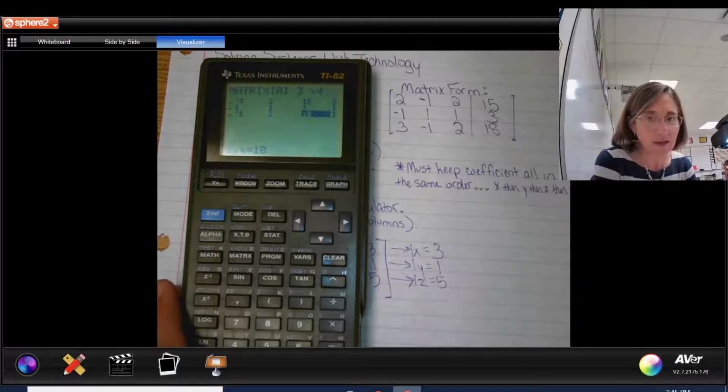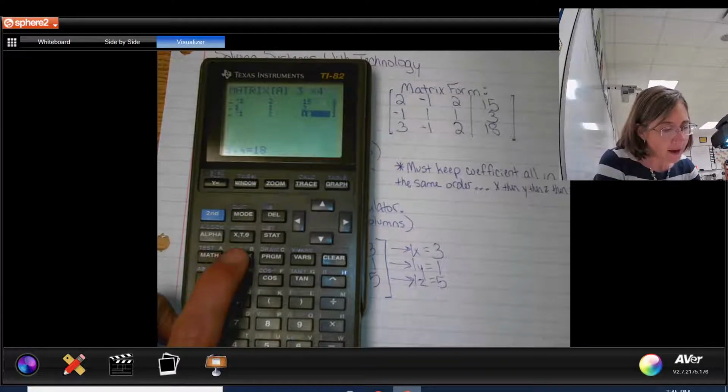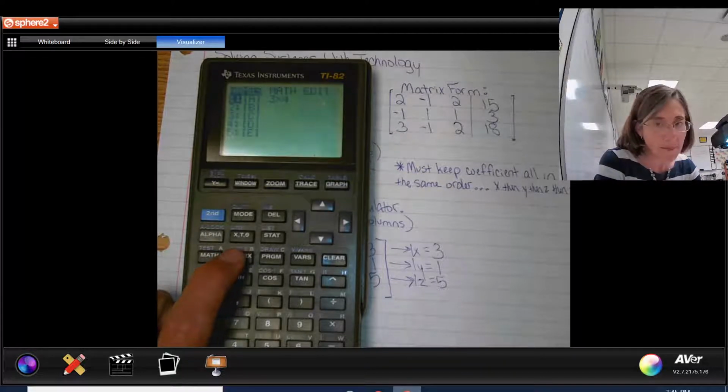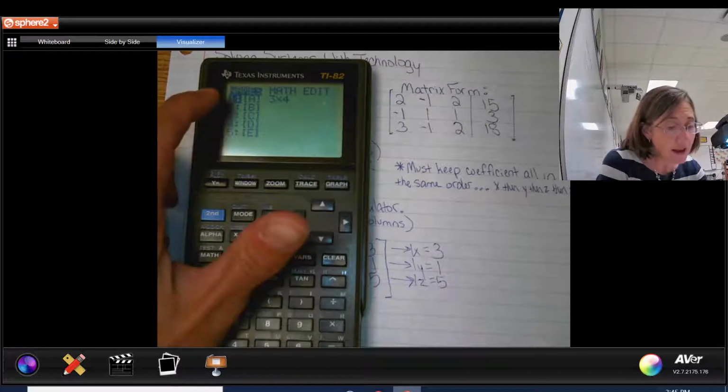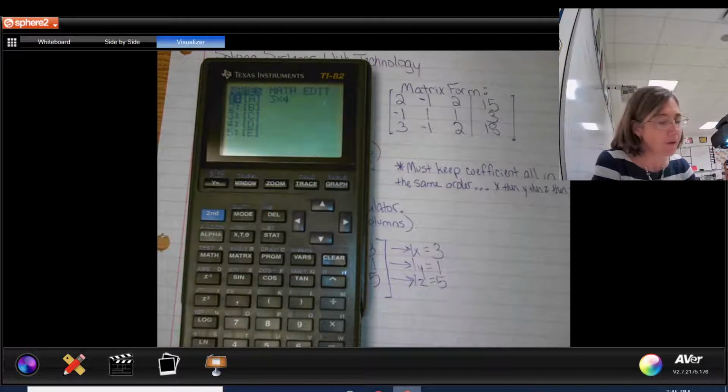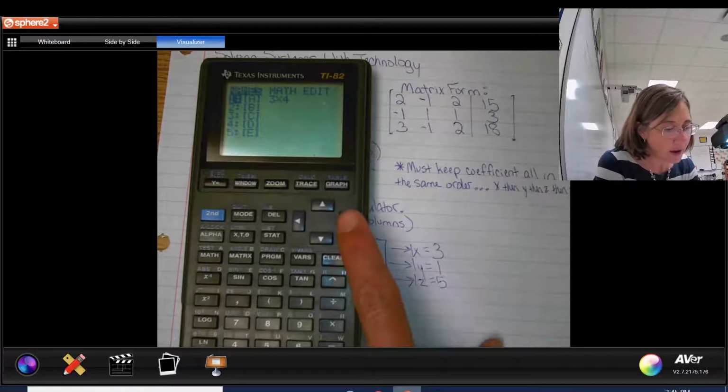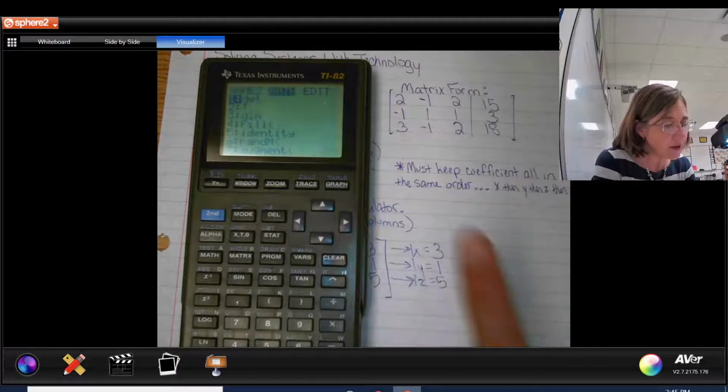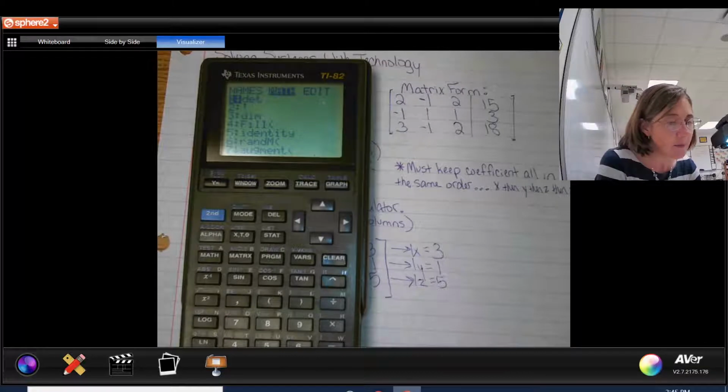So I've got this matrix here. I'm going to go back to the matrix menu. So I'm hitting that matrix button again. And so now see how it says that A is my 3 by 4? That's good. So I've got it edited there. Now I need to do some math with it. So I'm going to select the math menu in the middle there.